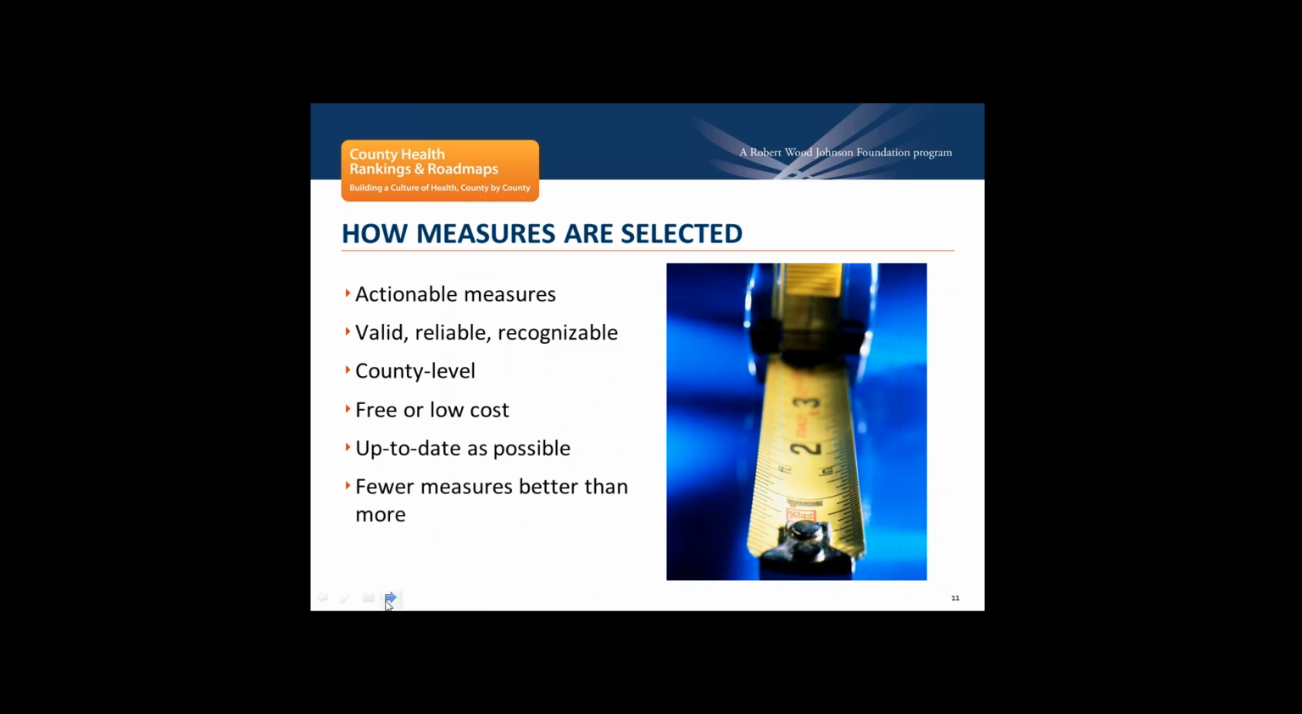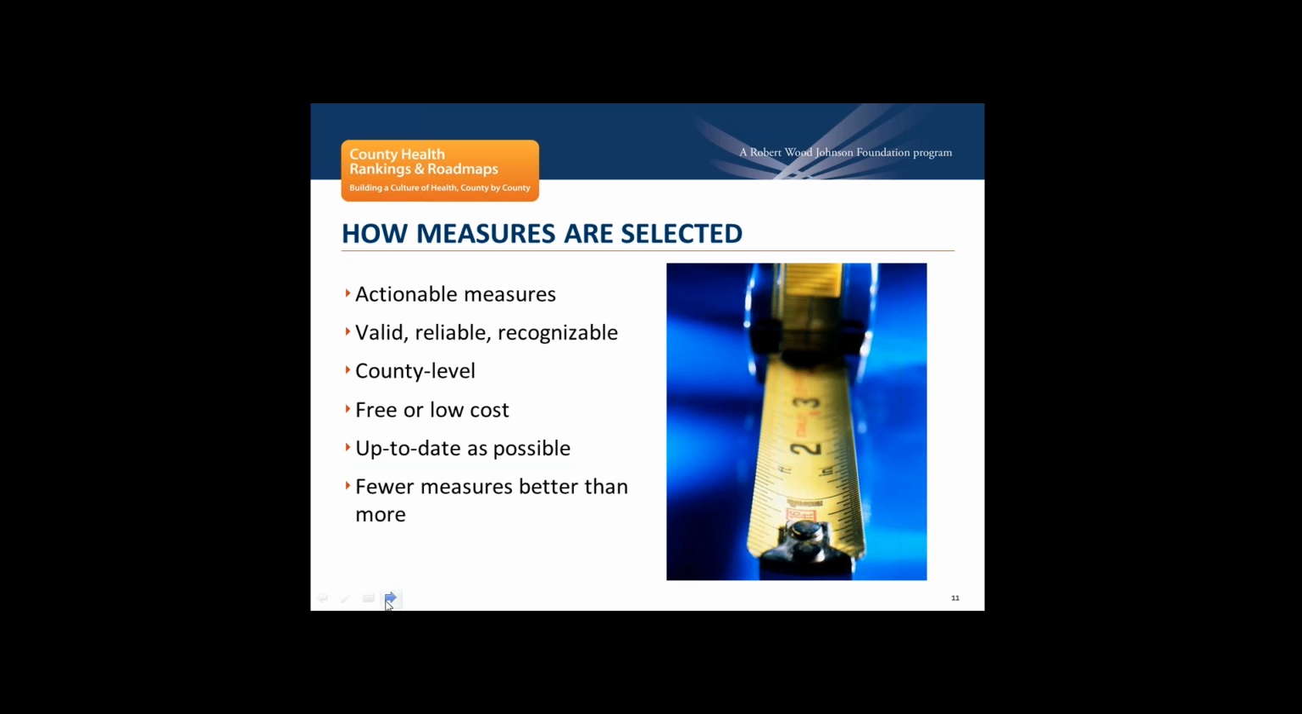So having looked at the many factors that make up health, let's take a look at how measures are selected. Some of you might have questions about this. We want communities to take action, so we use measures that reflect aspects of a community that can be improved. Valid, reliable, recognized, and used by other similar national measurement or ranking projects. For example, many of our measures are used in America's Health Rankings, which annually measures the health of states. Our measures must be available at a county level for every county in every state. The data we use must be available at low cost or free and as up-to-date as possible.